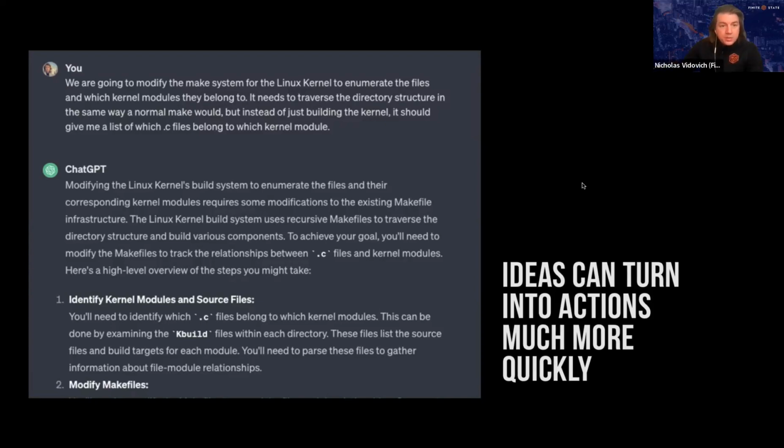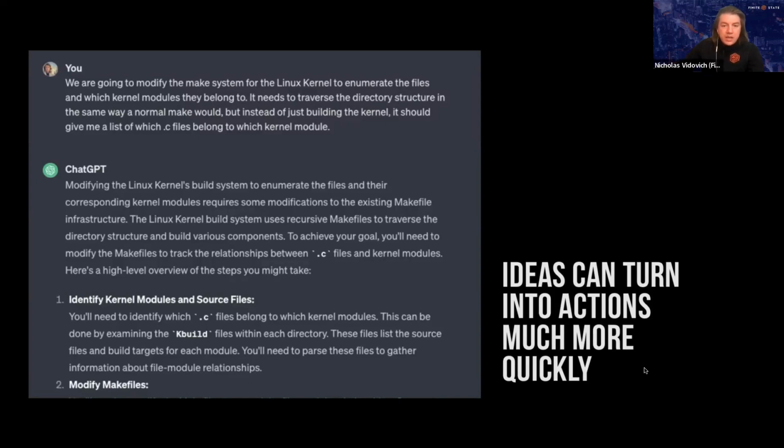But in this case, I got pretty specific that I want to modify the Linux kernel build system to enumerate the source code files and which kernel modules they belong to. And right away, I started getting answers about how I can actually modify the kernel build system, and it started pointing me at some additional files that I needed to understand, such as the kbuild files that are part of the kernel build system itself. So really trying to supercharge what our development teams can do, what your development teams can do. And I've got quite a few more examples here, as long as I stay on time, that we'll be able to talk about as we get farther into this.